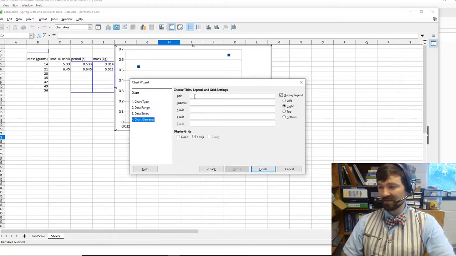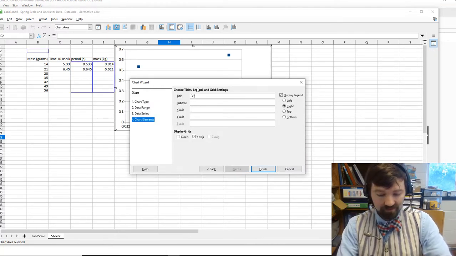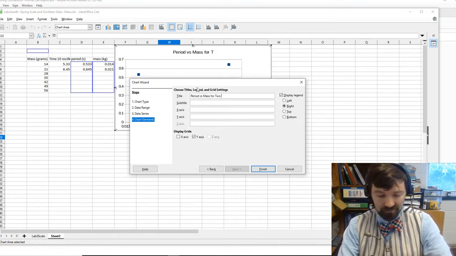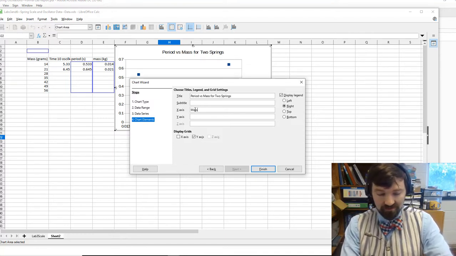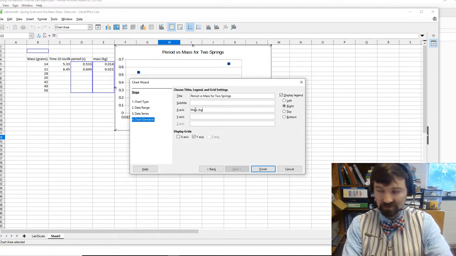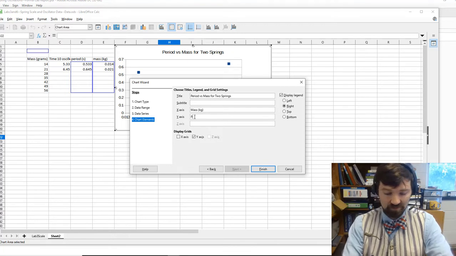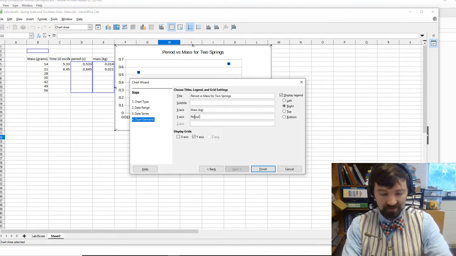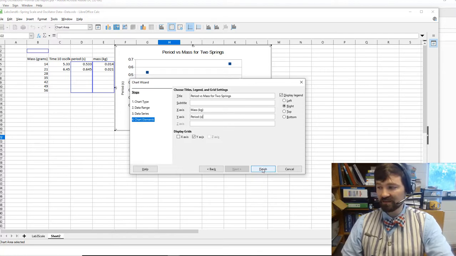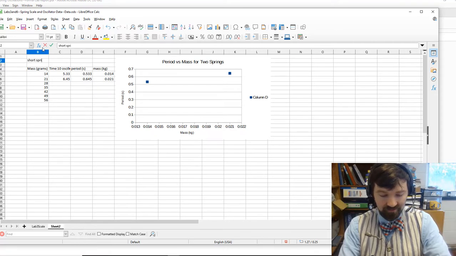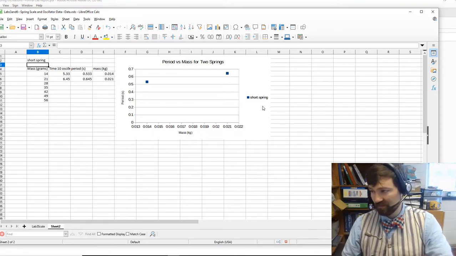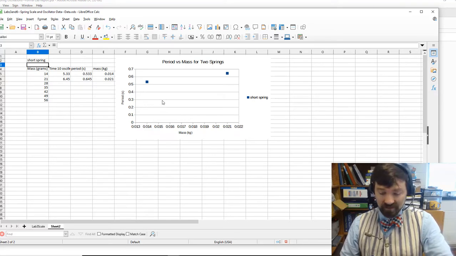And then if you hit next, you can add in a title, like period versus mass for 2 springs or something like that. X-axis, you'd say mass because that's what's on there. Units are kilograms. Y-axis is period, so you'd type period, put the correct units, which are seconds, hit finish. Column D, maybe we'd say like short spring. So now it says short spring in here. That's basically the process for making this graph for you.